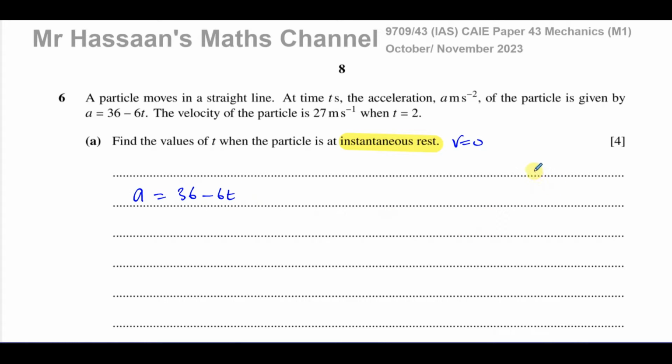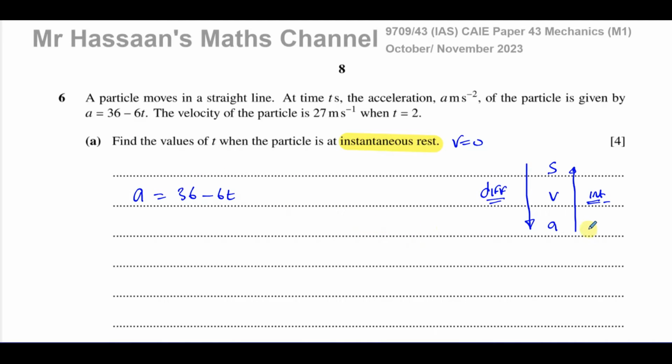Now what we should understand is that we have displacement, we have velocity, we have acceleration. If we want to go from displacement to velocity to acceleration, we have to differentiate. But if we want to go that way, we have to integrate. We can't use Suvat equations here because it's not constant acceleration. Acceleration changes as time goes on, as we can see.